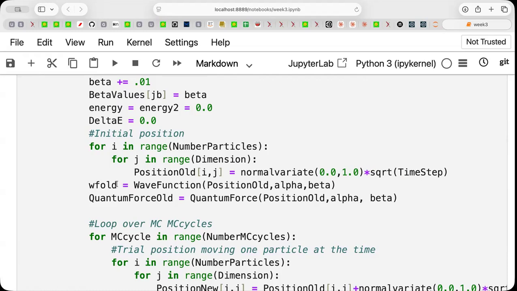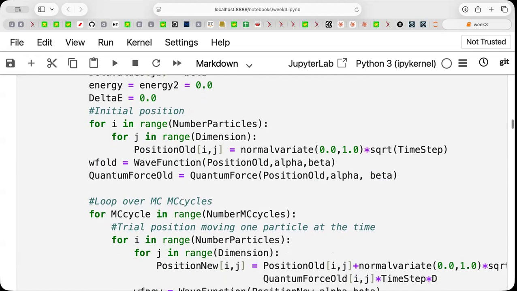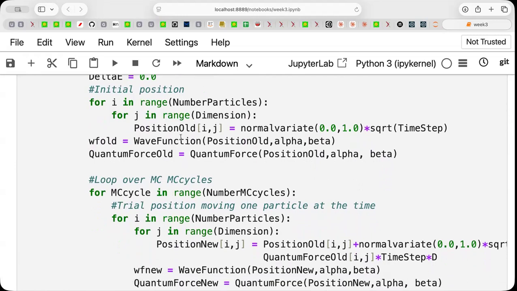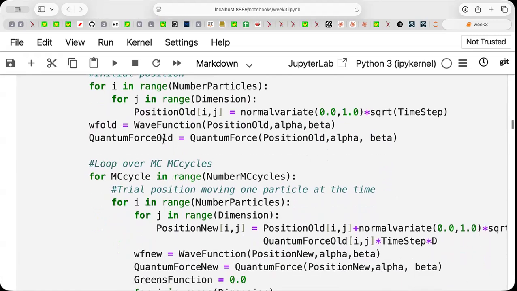And my old wave function is calculated with the old position, and the same with the old quantum force, the initial one, is just calculated with this initial position, which I call position old. So these are additions which you now need to make. Now, also pay attention to that in this code, I move both particles and do the sampling afterwards. This becomes inefficient when you have many particles, and we are coming back to that next week.